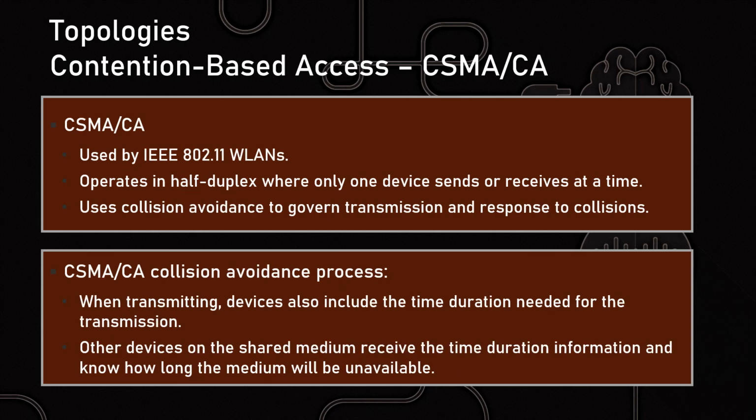CSMA/CA operates in half duplex using collision avoidance instead of detection. So when transmitting, we include the time duration needed for the transmission. Kind of like, and this is dating myself, of course, in the days of landline telephones, if you were on the phone having a conversation, and somebody else picked up an extension of that line in the same house, you'd be like, hey, I'm on the phone, give me 5 minutes. You know, giving them that, I'll be done as soon as I can. Other devices on the shared medium receive that time duration and then know how long the medium will be unavailable. So it's almost like having a reservation or knowing when the next showing of a particular movie is at the theater. It's just setting that expectation.